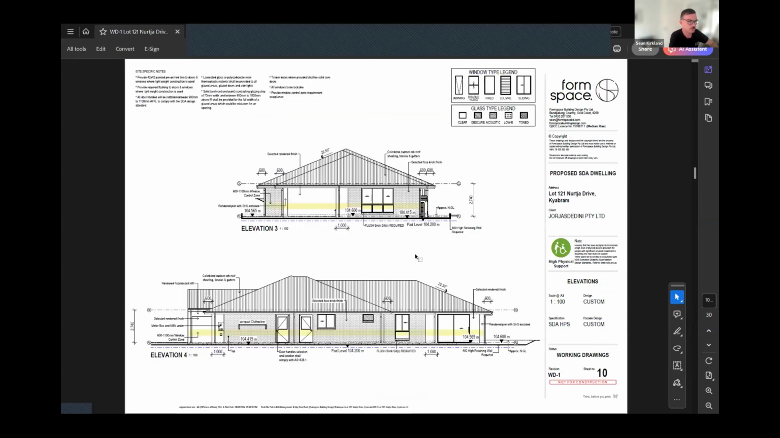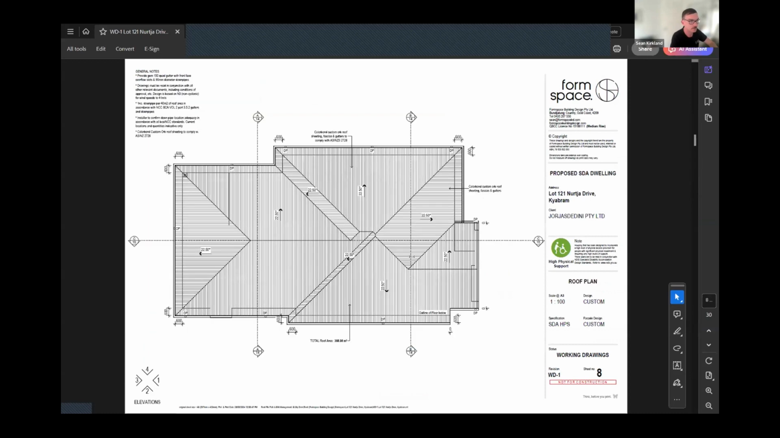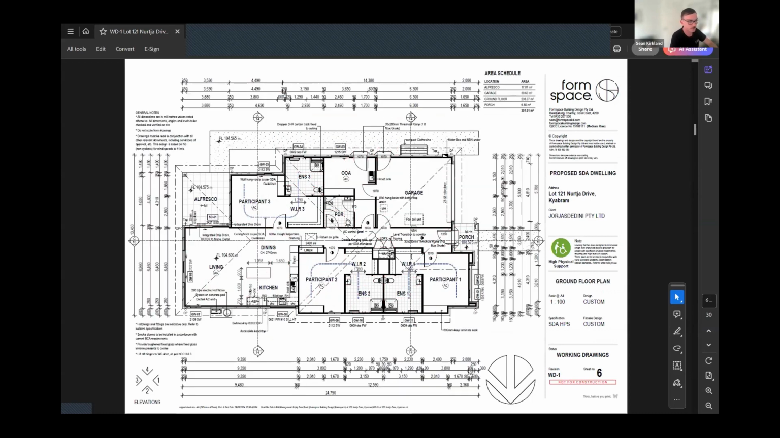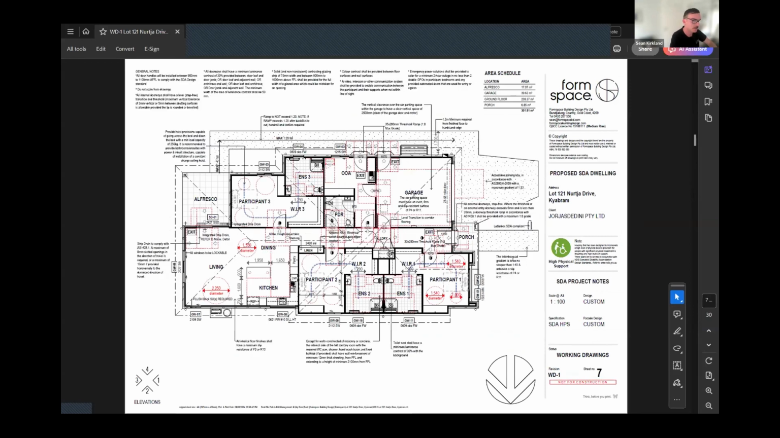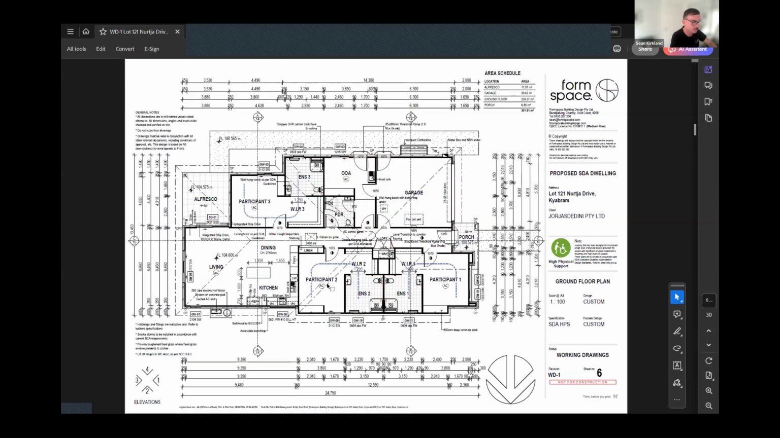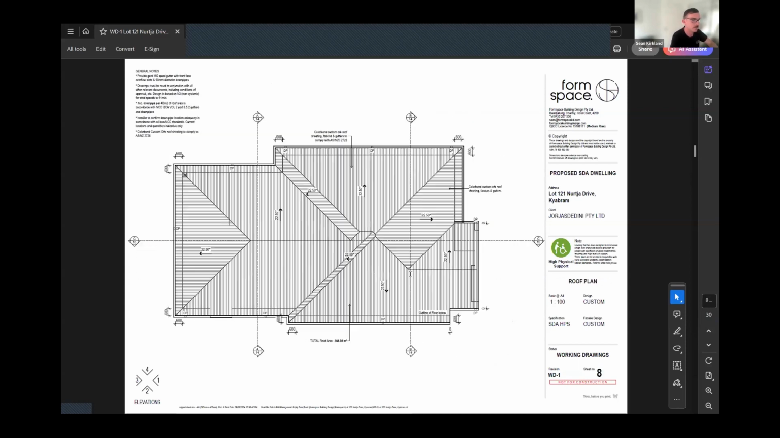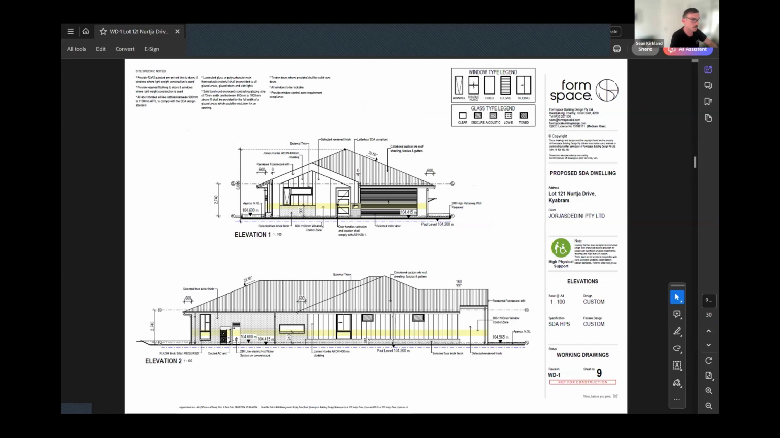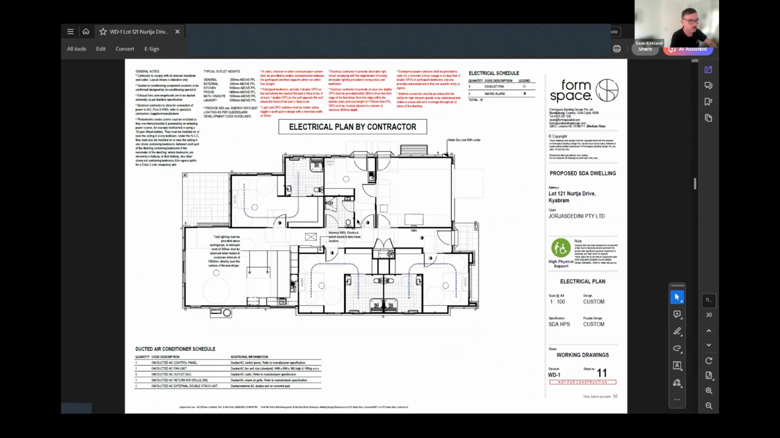So I thought I'd also show you through a typical set of documentation. This is, I guess, a typical working drawing set that's very thorough and very precise. It has a whole host of notes for SDA compliance from the access consultant, as well as the buildability aspect for the builder. And so, yeah, I'll just go through that quickly.